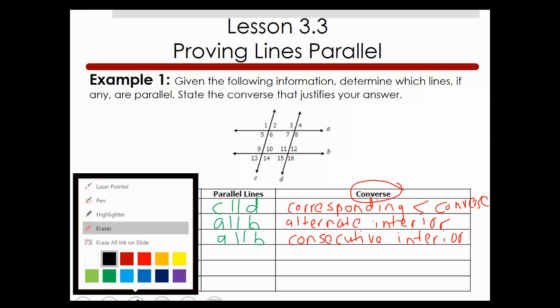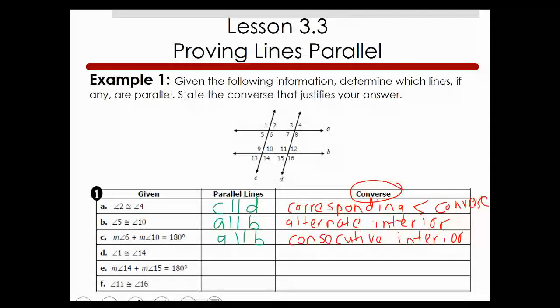I hope this is not too different, since you already know the relationships. So let's try again. You have angle 1 is congruent to angle 14. That is getting cut by this. Sorry, that wasn't the perfect line. So that is alternate exterior.